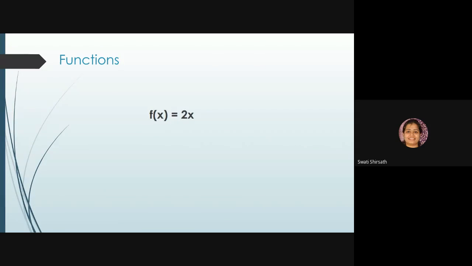So let's start with the last topic of this unit, that is functions. You are mostly familiar with functions. So let's brush up our concept, and I'll be giving you a few tips on how composition of functions can be done, how to identify functions, and all those things.